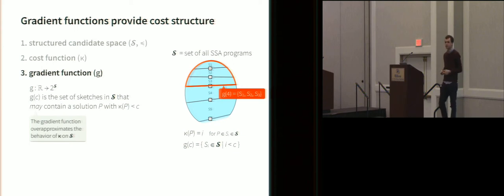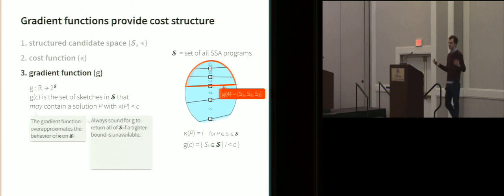Now, it's important to note that for soundness, the only thing it's always sound for the gradient function to return is the entire space, if no better bound is available. But for the synthesis process to terminate, we do require the gradient function to always return a finite set, even if the original space is infinite. Now, this sounds like a problem. In practice, the metasketches we wrote had this property automatically, and so it didn't turn out to be that big of a deal for us.